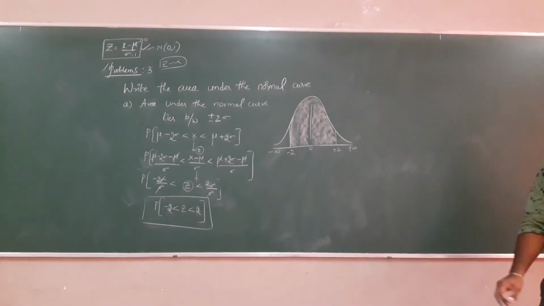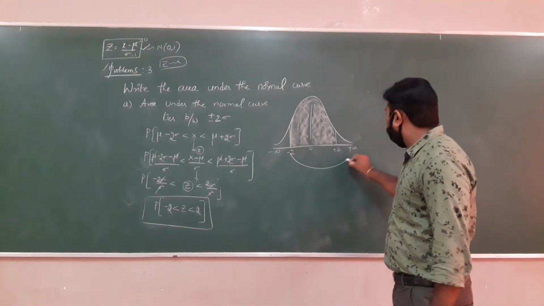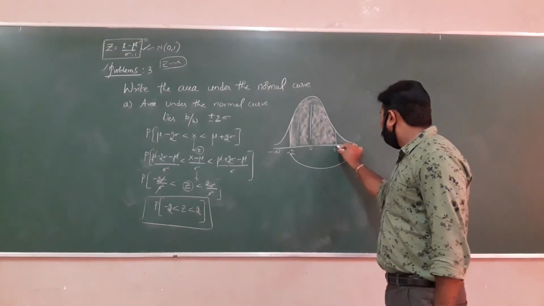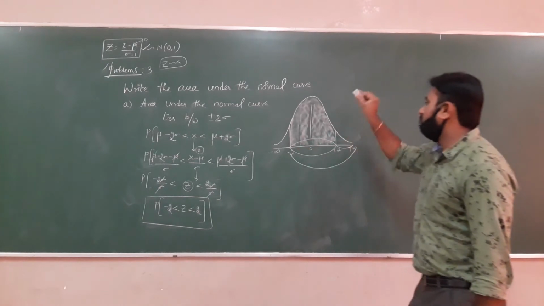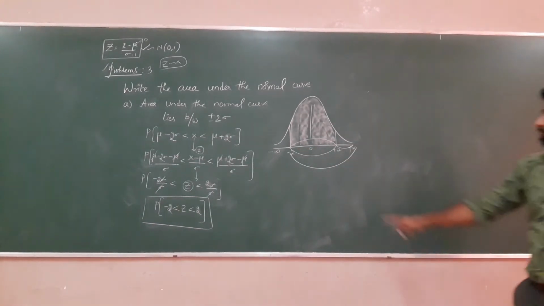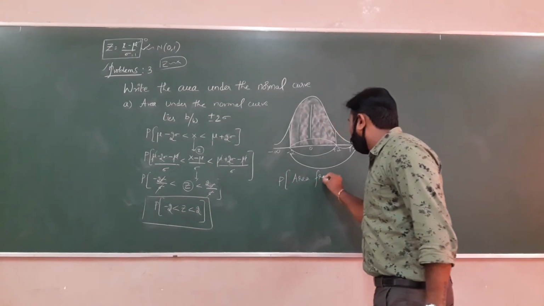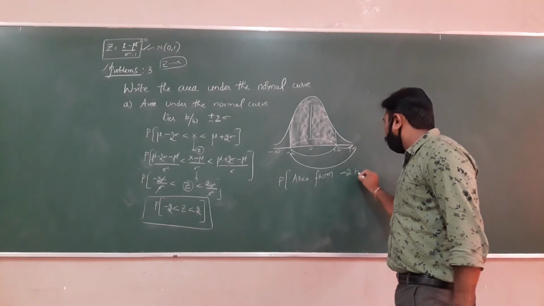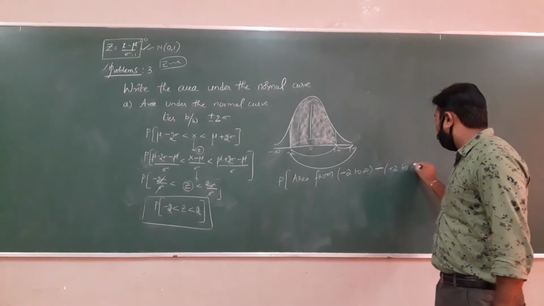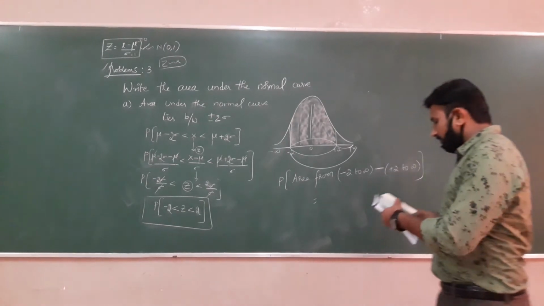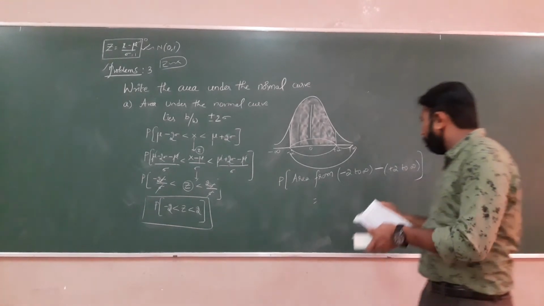So this region. Now find out this region from minus 2 to infinity. Plus 2 to infinity should be removed. Then you will be getting this area, right? Write down the probability of area from minus 2 to infinity, minus plus 2 to infinity. So what is the area from minus 2 to infinity?